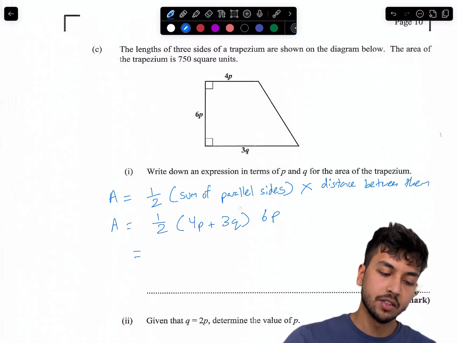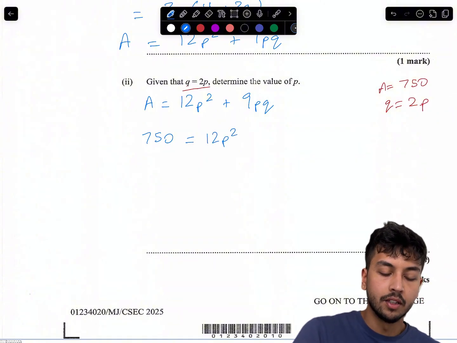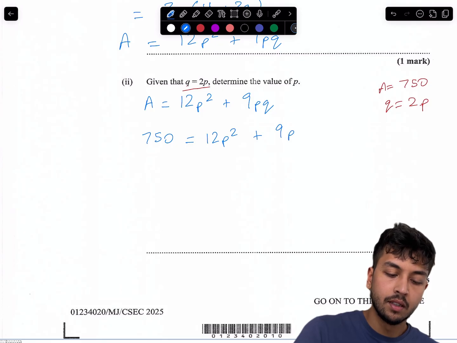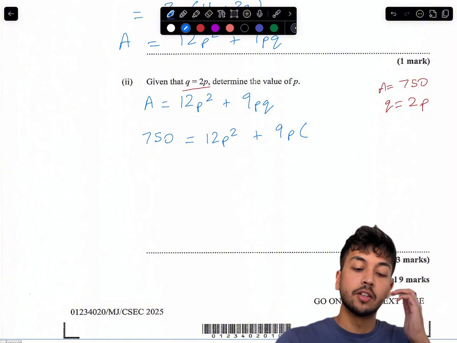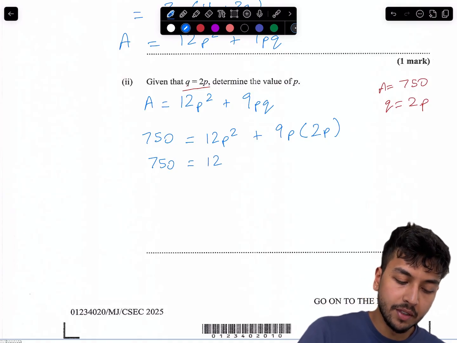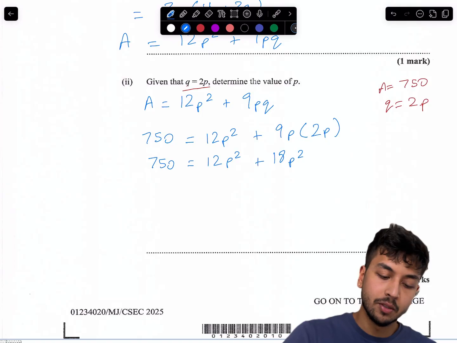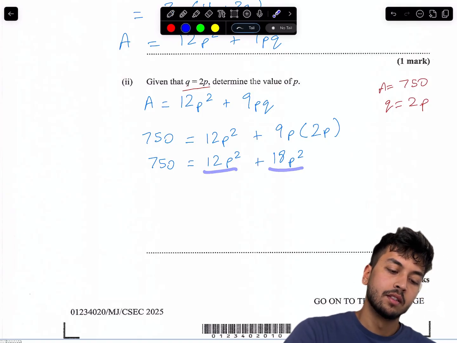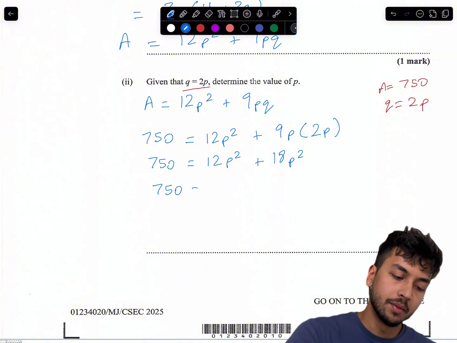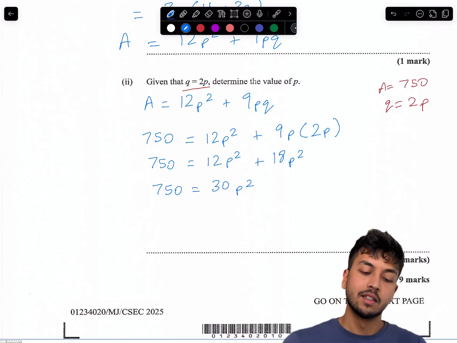So we're going to make two substitutions. So we're going to write this back. A, but instead of A, we put 750 equals 12p squared plus 9p multiplied by, and now we're substituting q because q equals 2p. 2p. Right, so we could write this back out. 750 equals 12p squared plus, and then 9p by 2p is 18p squared, right? Then we have some like terms, so we're going to group them. So 750 is equal to 12p squared plus 18p squared is 30p squared, right?